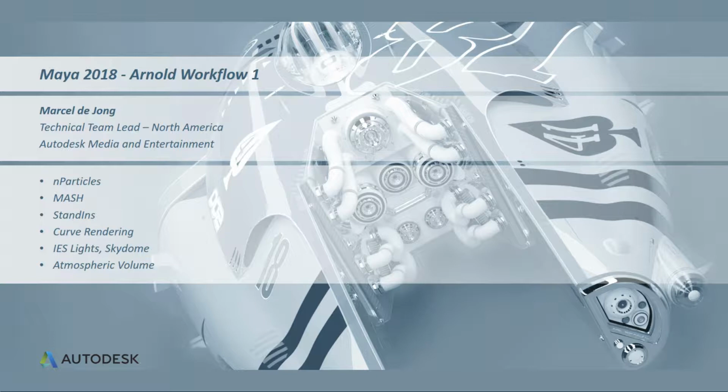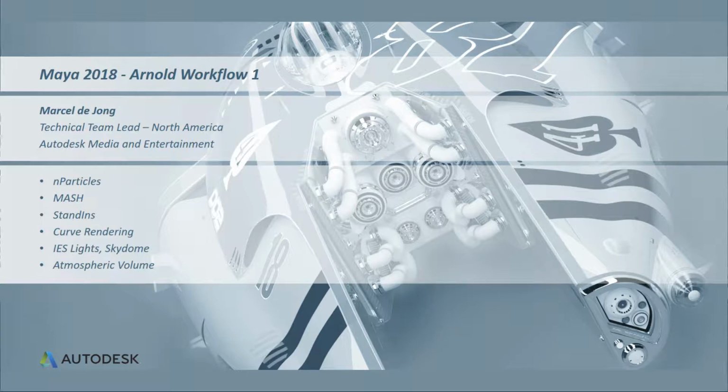I also want to use curve rendering as a way to render larger volumes of geometry quicker, as well as stand-ins to do the same. And then, of course, we'll also be talking about IES photometric lights, as well as a sky dome. And in the end, we'll add something like an atmospheric volume node to elevate the level of realism.